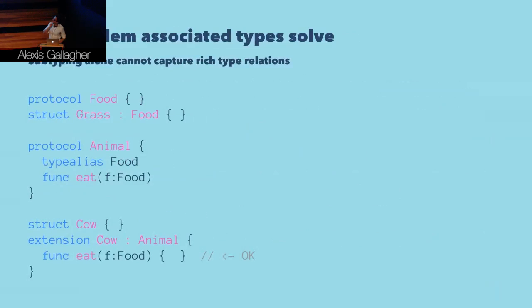But with an associated type, you can be more precise. You can say every animal eats some kind of food, and when you declare that you want to be an animal, you can just specify what kind of food it is. And now it's okay. So this is a toy example, but it sort of gets at what protocols with associated types are trying to do.